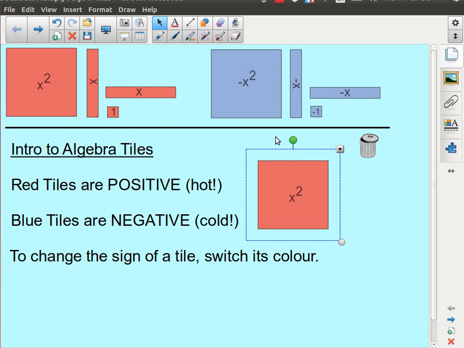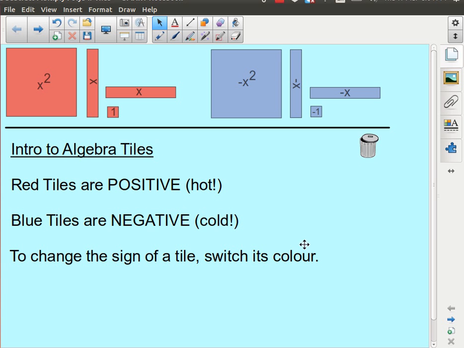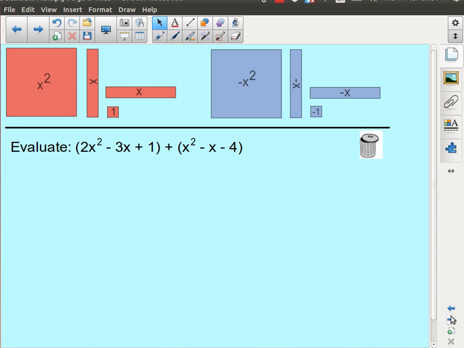Okay, now the best way to do this, there's not a lot of theory that goes along with this. Algebra tiles are a tool that we use to supplement our understanding of work in mathematics, and in particular we're going to be looking at it in terms of quadratics. So let's dive into some examples.